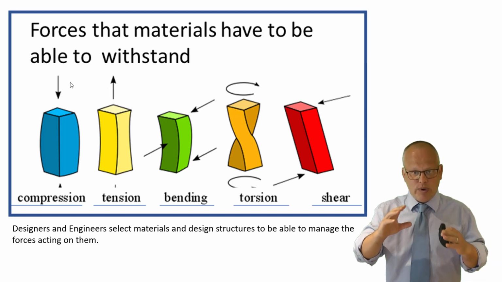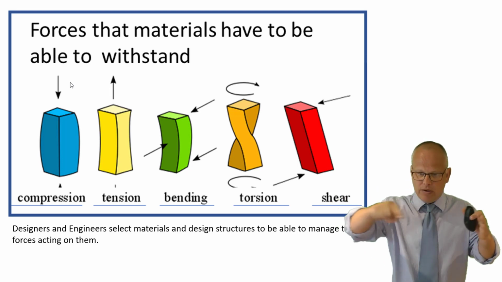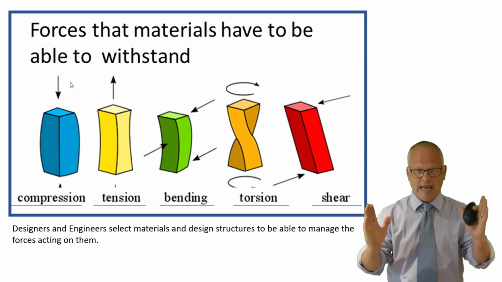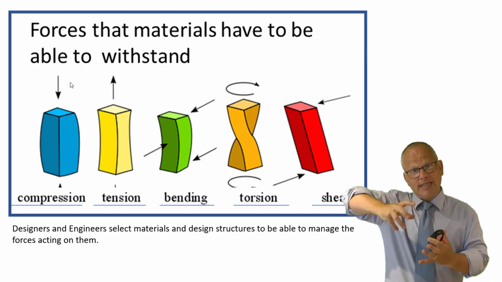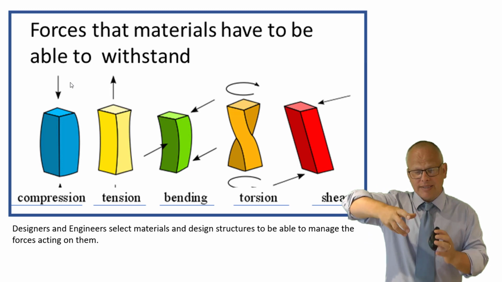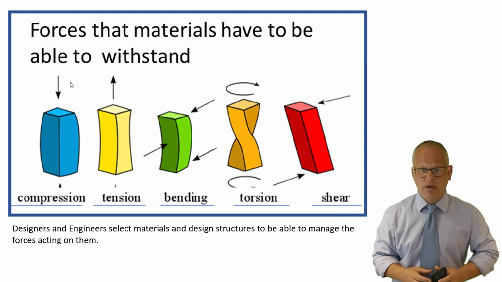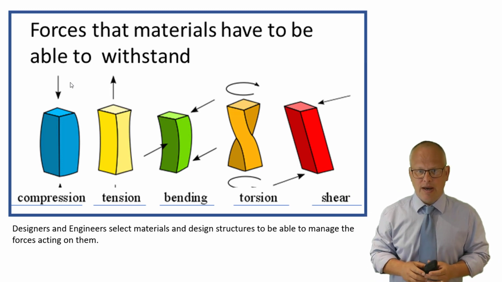We have bending, which is where, if you imagine a piece of a plastic ruler being bent on a desk, if you push down in the middle, that's a bending force. Two forces acting upwards, one acting downwards, or side to side. Torsion is a twisting force, where something is being rotated. We talk about torque. When we're twisting, torque is the force that we might apply.